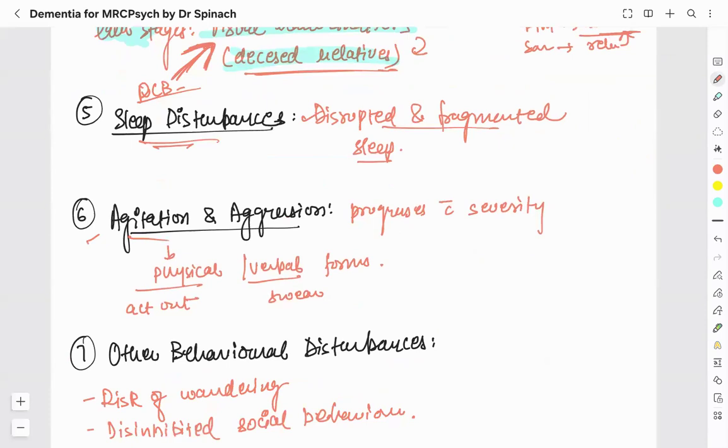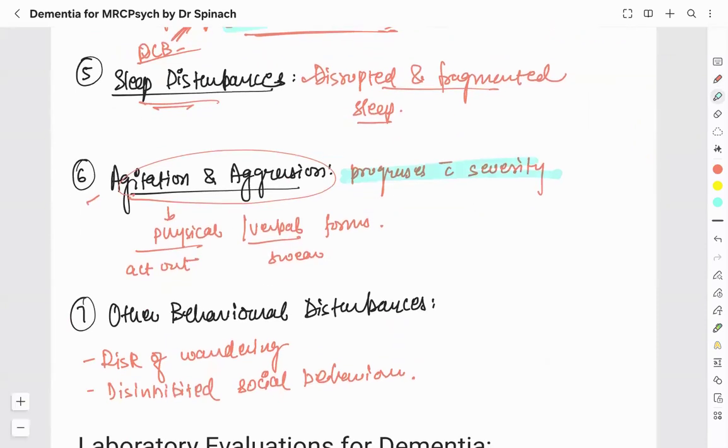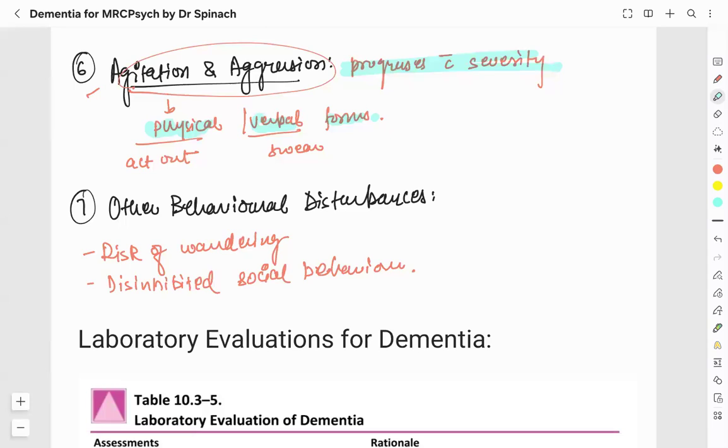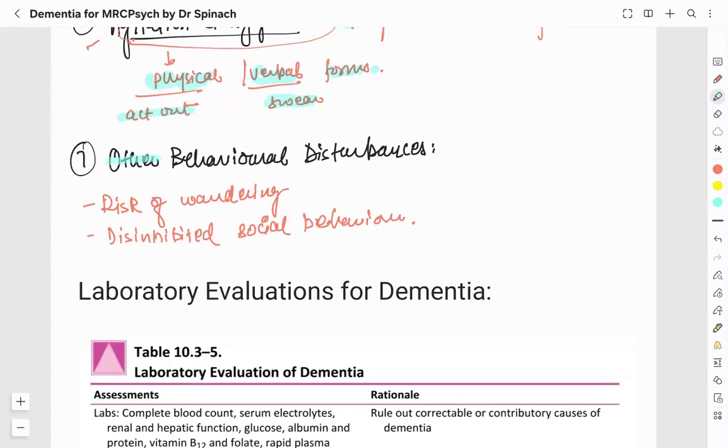Then we have agitation and aggression, which progresses with severity. And this could be physical or verbal forms. So patient would scream, act out, and even swear. Other behavioral disturbances include risk of wandering and disinhibited social behavior.